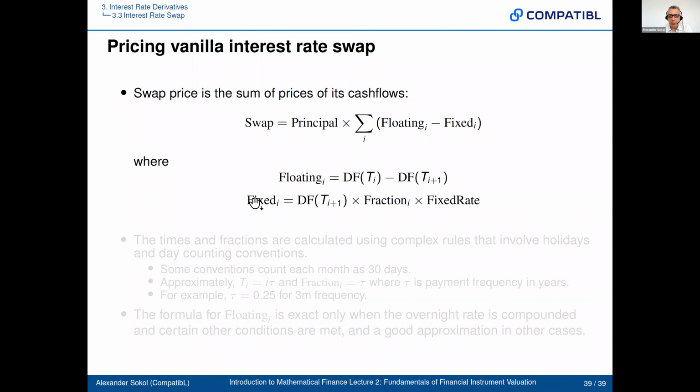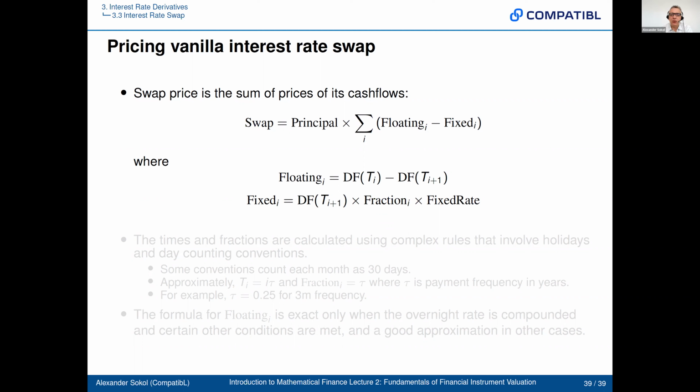So the price by static replication of this fixed payment is the amount of interest, which is principal times fraction times the fixed rate, and you receive it at T_{i+1}. So the value today to you of the dollar at time T_{i+1} is equal to the discount factor of T_{i+1}. So that's the fixed rate. So that's the swap formula, and it appears complex, but we just assembled it from zero bond prices.